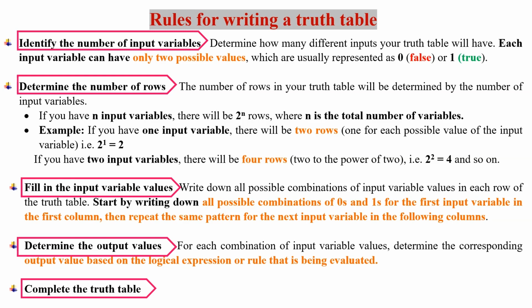Fifth rule is to complete the truth table. Once you have filled in all of the input variable values and corresponding output values, your truth table is complete. You can use the truth table to evaluate different logical expressions or rules for the given input variables, and to determine the truth values of these expressions or rules for each possible combination of input values.